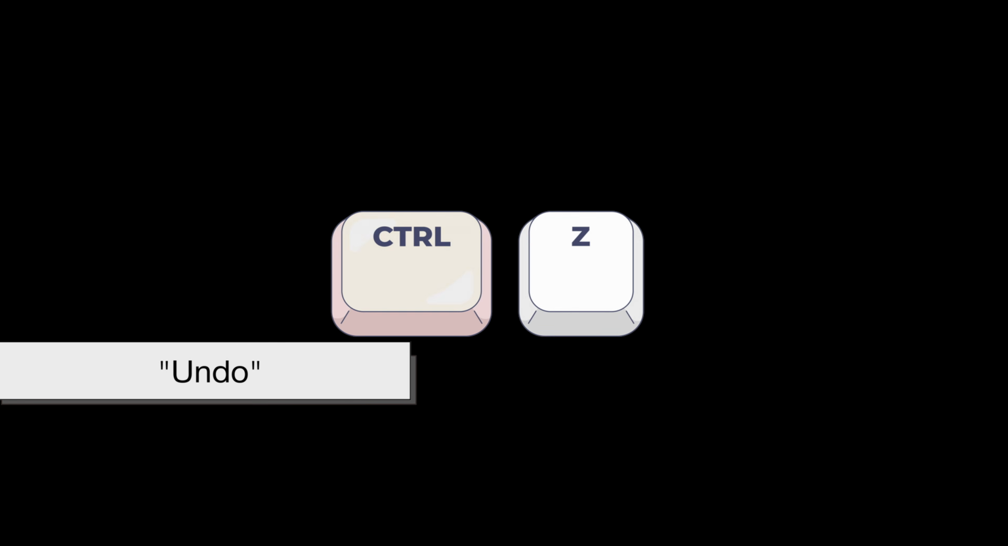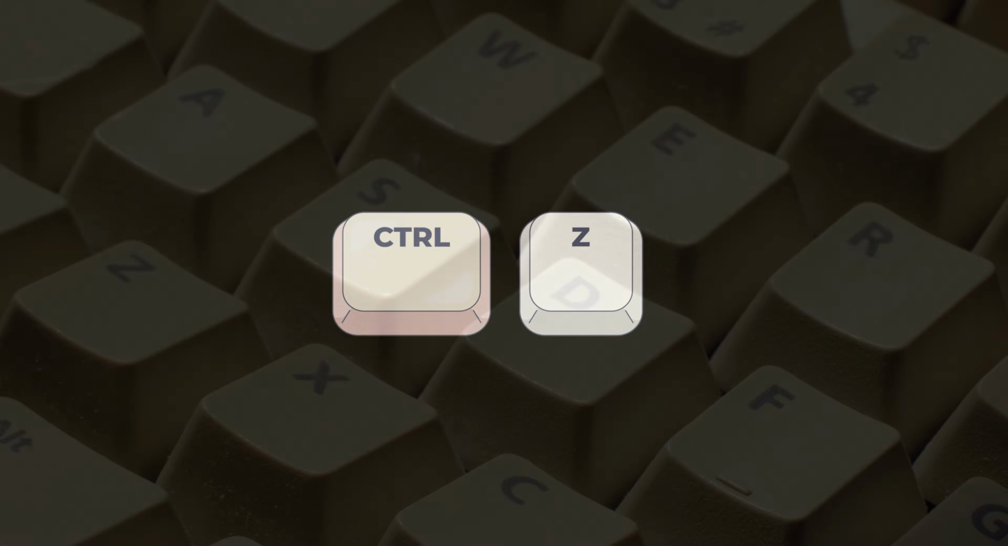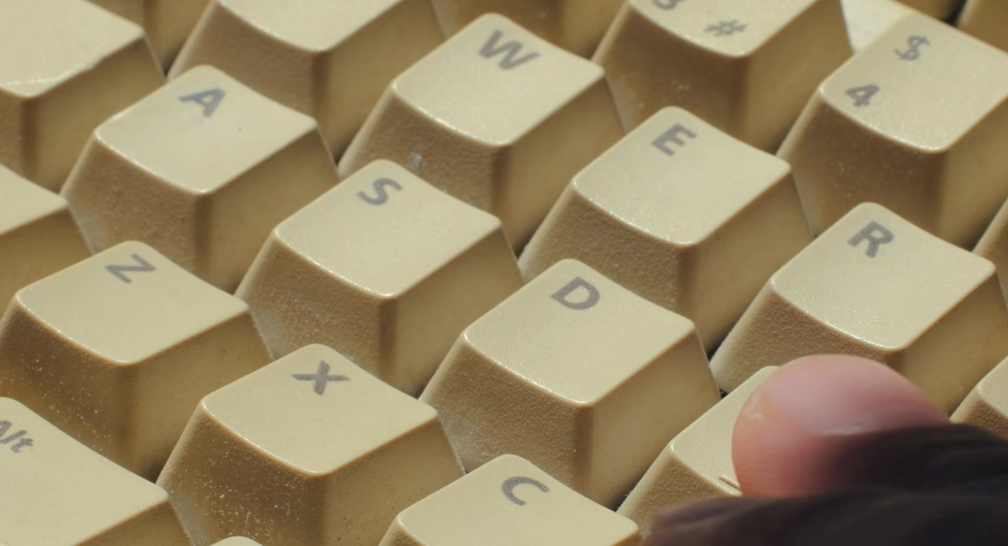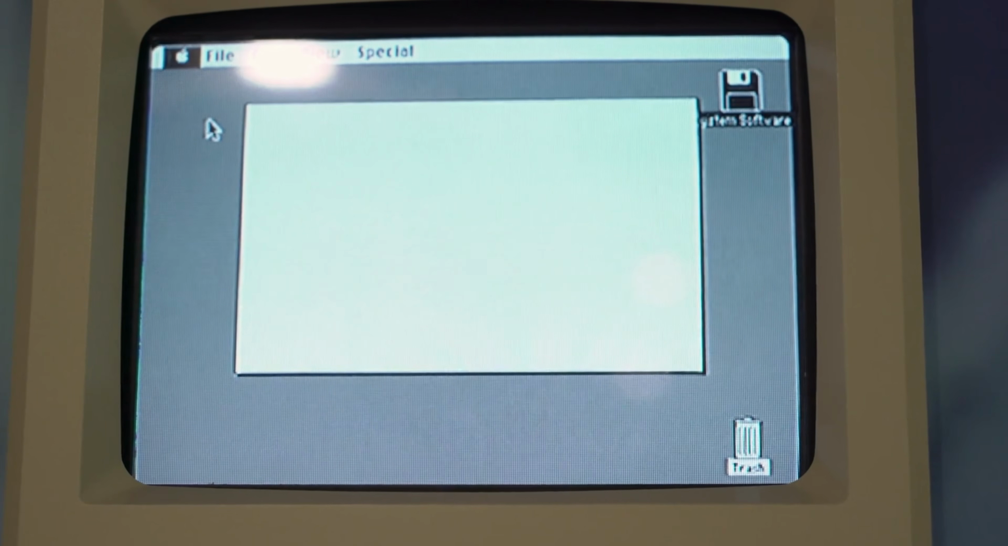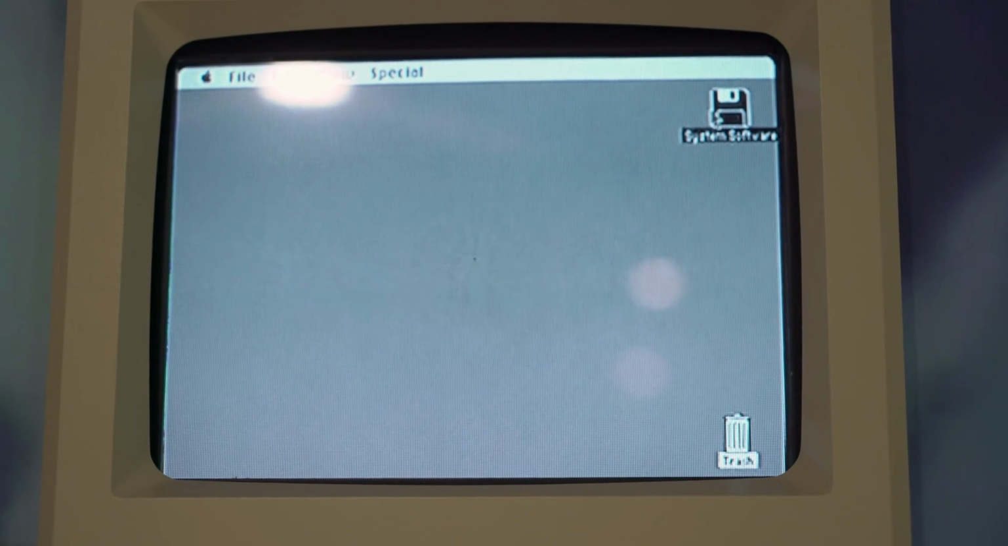Undo landed on Ctrl+Z, largely because Z sits beside X and C on the keyboard, allowing editors to cluster related commands together for quick access with one hand. These weren't universal laws of design, but practical decisions that balanced memorability with physical comfort. As popular word processors and operating systems adopted the same combinations, millions of users learned them, encouraging even more software developers to follow the growing convention.